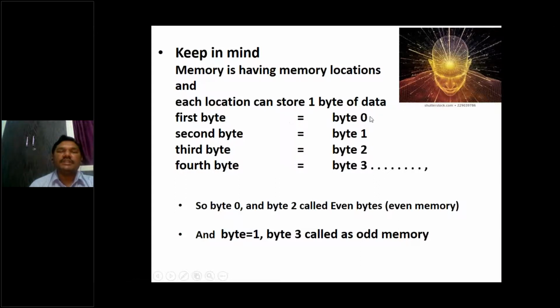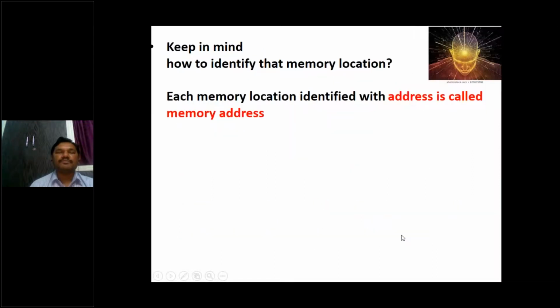So the first byte is represented as byte 0, the second byte as byte 1, the third byte as byte 2, and the fourth byte as byte 3. Like that, we can number the bytes or memory locations. Byte 0 and byte 2 are called even bytes or even memory. Byte 1 and byte 3 are called odd memory. Byte 0, byte 2 are even values; 1, 3, 5, 7 are odd values. That's why it is called even memory and odd memory.